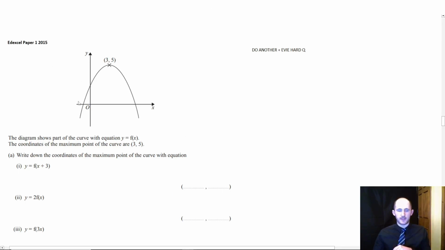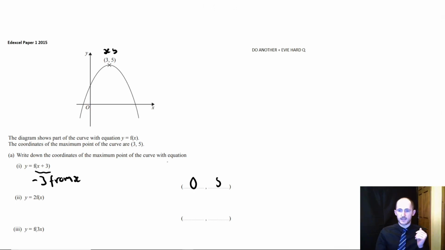So it says here we've been given a quadratic graph, and it shows part of the curve with equation y equals f of x, and the maximum point is (3, 5). Write down the coordinates of the maximum point of the curve when the equation is y equals f of x plus 3. So if you remember, if it's inside the bracket, it affects x and it does the opposite. So the opposite of adding 3 would be take away 3, and it affects x. So take away 3 from x. The x coordinate here is 3 and the y is 5. So what we're going to do is take 3 away from 3, which is 0, and the y coordinate will stay exactly the same.